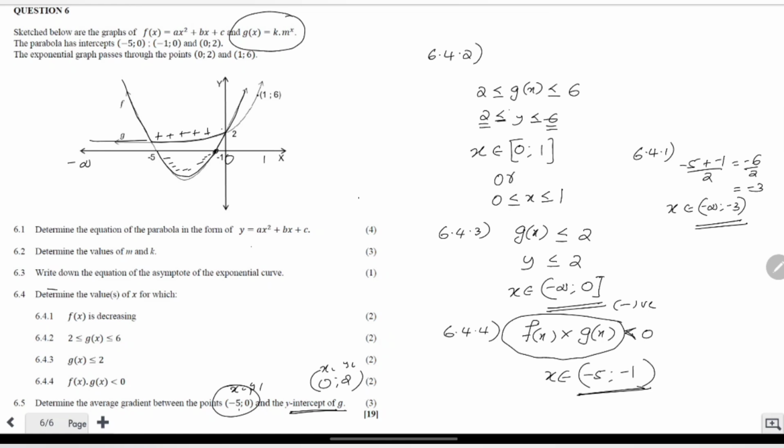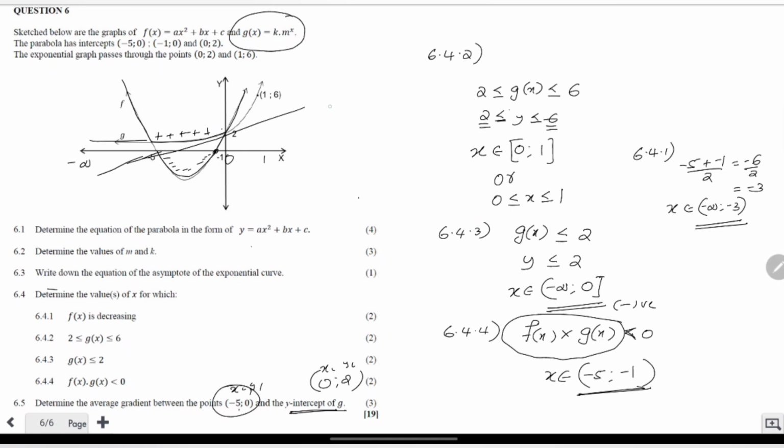Okay, so average gradient means you are using the gradient formula. That's it. The definition of average gradient is the gradient of a line passing through these points, because those points are given on a non-linear or curved graph. Here (-5, 0) is on the parabola, and (0, 2) is also on the parabola, isn't it? But average gradient is the gradient of a line passing through these 2 points. So actually you are finding the gradient of the line where 2 points are available. You can get it easily.